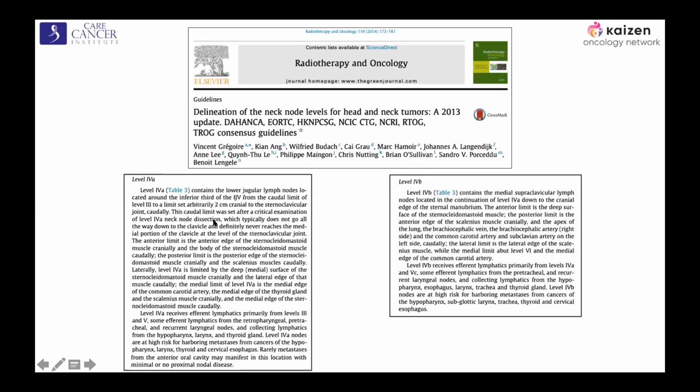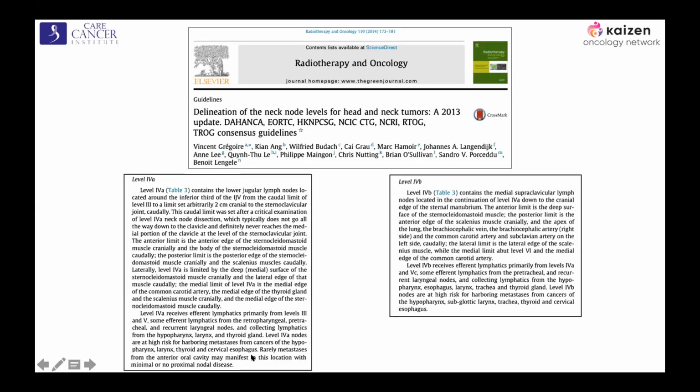So this is the same discussion that we did, how the distinction between level 4A and 4B was made. Level 4A receives efferent lymphatics primarily from 3 and 5, and some efferent lymphatics from the retropharyngeal, pretracheal, and the recurrent laryngeal nodes, and also collects nodes from the hypopharynx, the larynx, and the thyroid gland. They are at high risk for harboring metastasis from cancers of the hypopharynx, larynx, thyroid, and the cervical esophagus. Rarely, metastasis from the anterior oral cavity may manifest in this location with minimal or no proximal nodal disease.